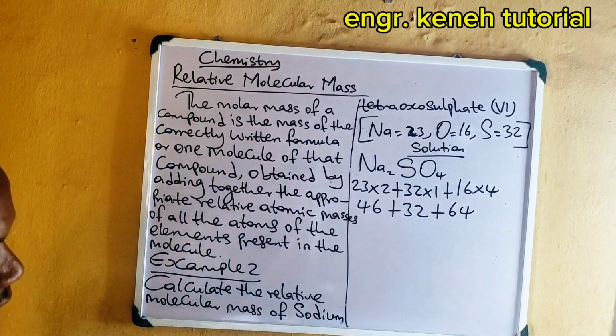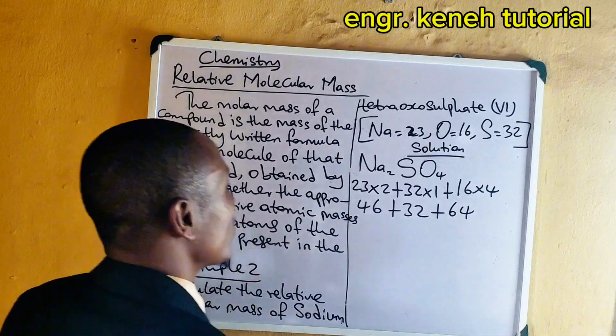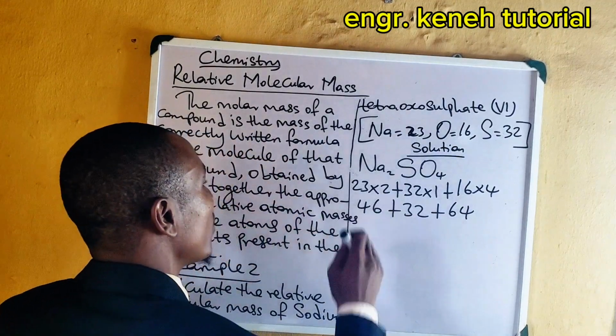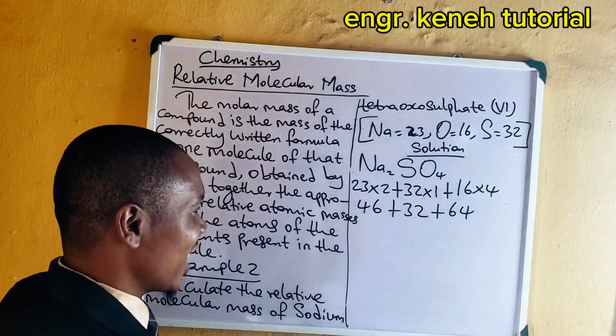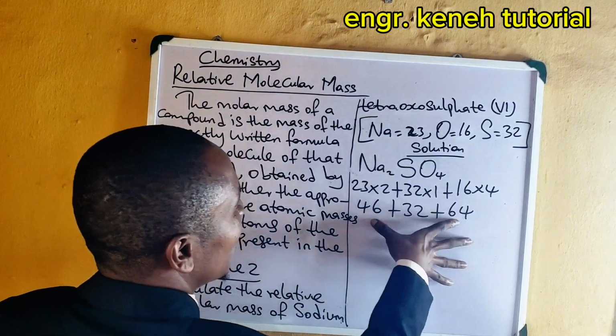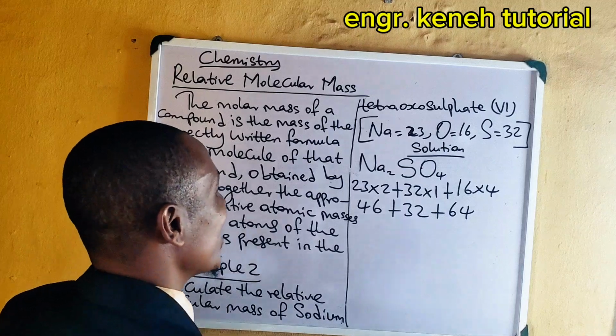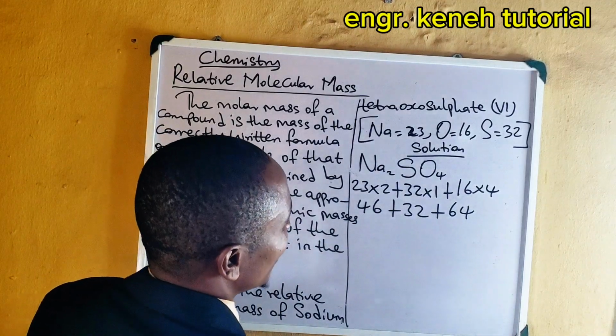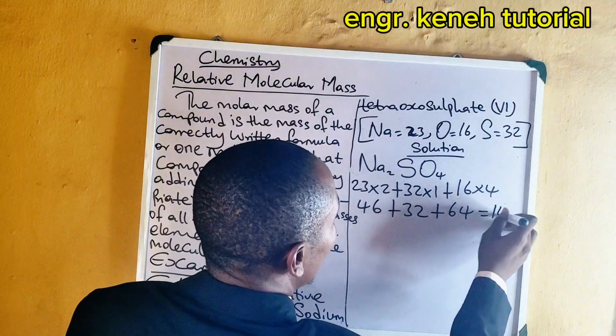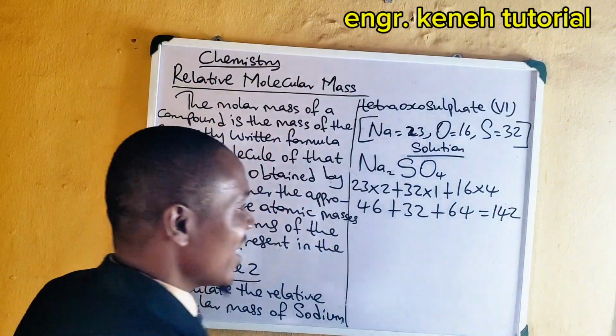Can you see that? All right, so what do we do? We add together. This 64 plus 46 will give us what? 110. 46 plus 64, it will give us 110. 110 plus 32, it will give us 142. So we have this 142. Can you see that?